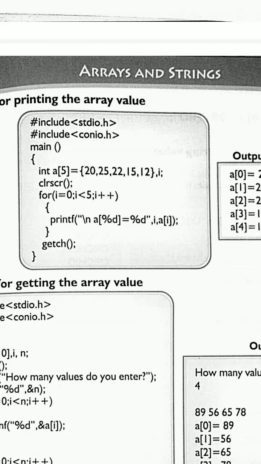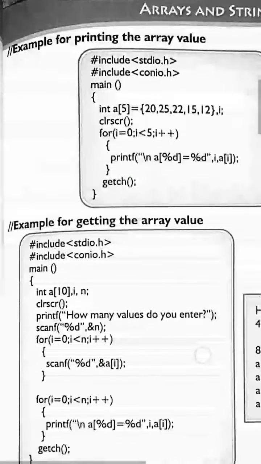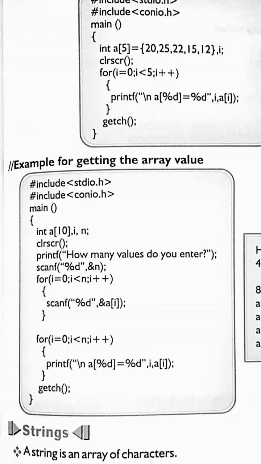So all the output will be printed on the screen, and here you can see that this is another example. This will get the value from the user and store it in the array, and then it will print it again. So there are two for loops used here. One for loop is to get the input from the user, and the next for loop is used to print the values of the array.